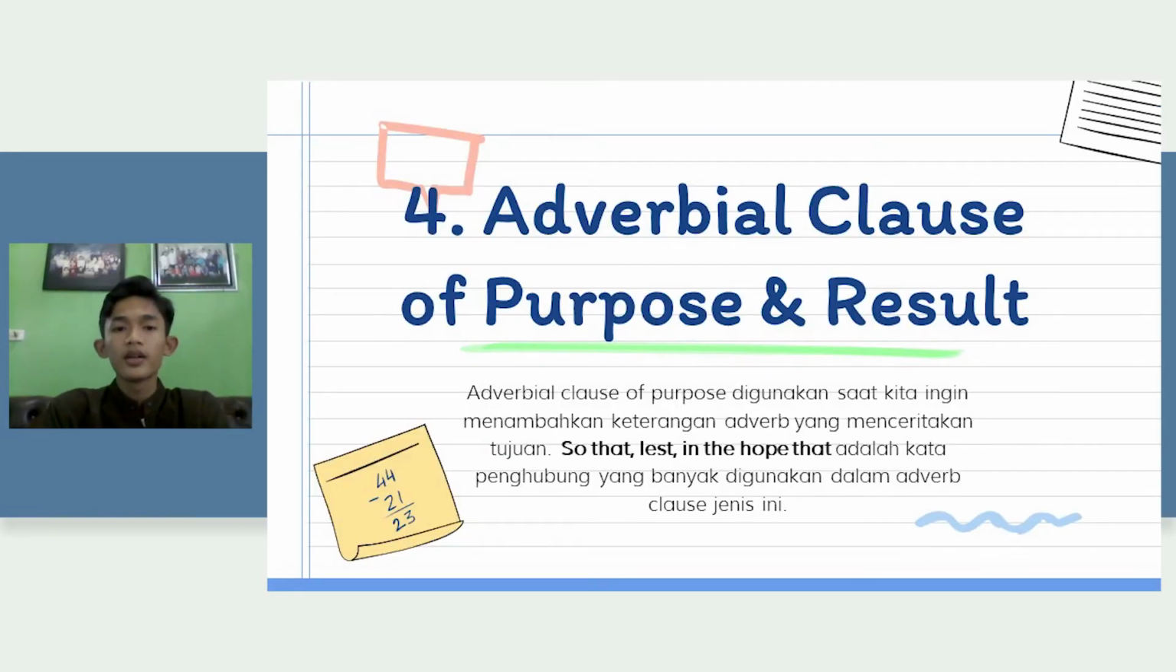4. Adverbial clause of purpose and result. The adverbial clause of purpose is used when we want to add an adverb that tells the purpose. So that, lest, and in the hope that are conjunctions that are widely used in this type of adverb clause. Example sentences using the adverbial clause of purpose and result.